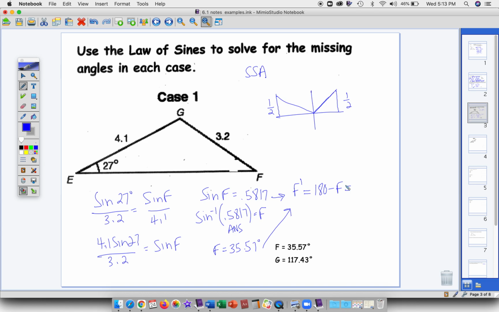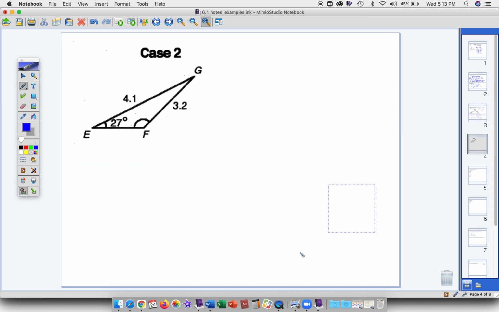I still have that value, so I'm going to do 180 minus my answer, which gives me 144.43 degrees. Now, if I go back to the original given angle E, and I add 27 onto this, I am still below 180. With that being the case, I actually have two different triangles that I can draw with this given information. And if you look at the next slide, you'll see what that triangle looks like.